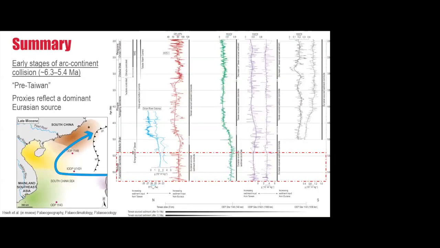And in the glacial formation, this is reflected in the high magnetic susceptibility as well as high delta carbon 13 values. On average, hematite-goethite are high in both the northern and central South China Sea, and magnetic susceptibility is stable, which is consistent with a single dominant Eurasian source.